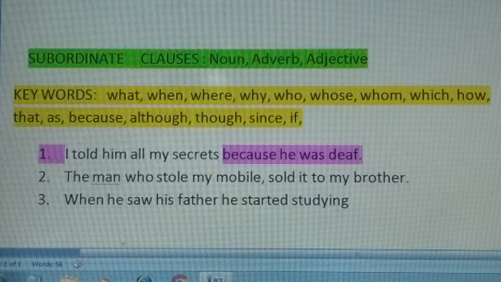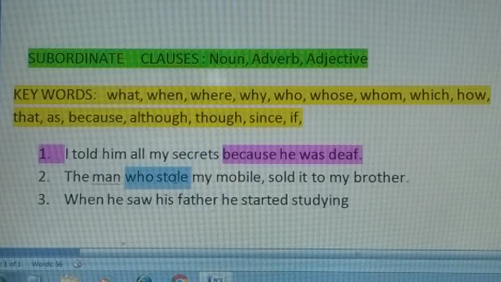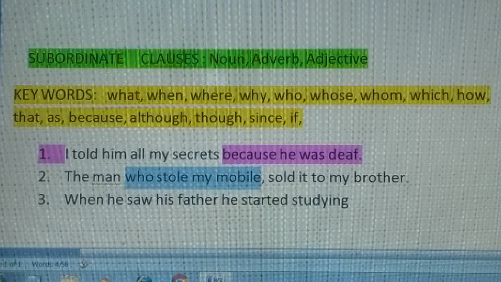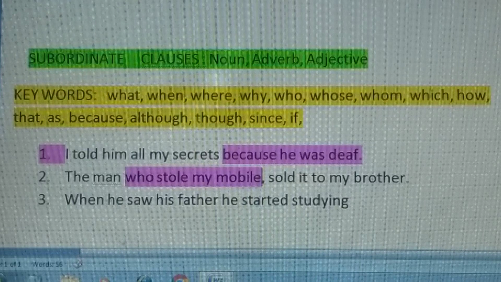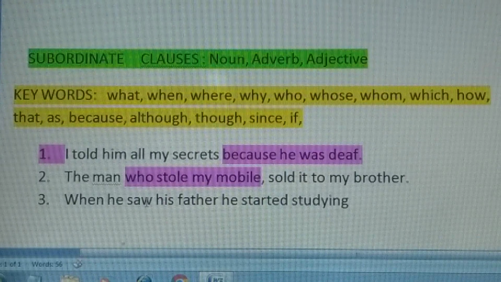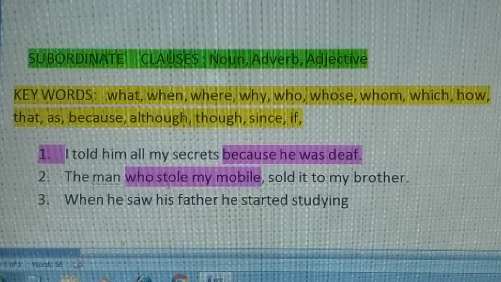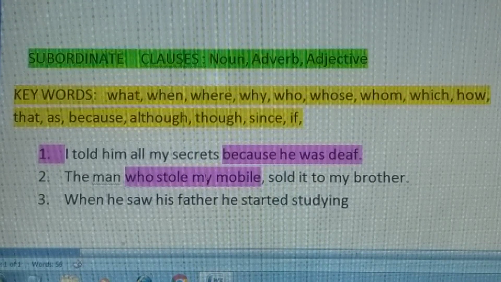So we have who from this list. Let's see, who stole my mobile? Got it? This is the subordinate clause actually. And what is the main clause? The remaining part. The man sold it to my brother is the main clause.